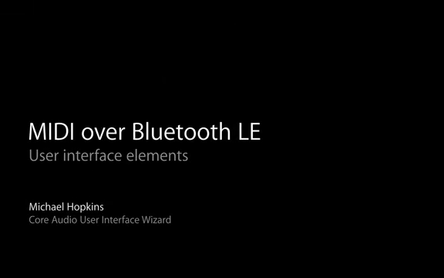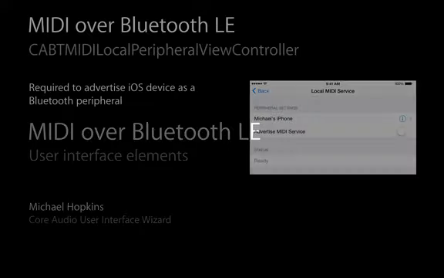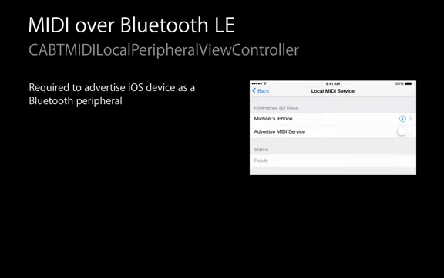Looking specifically at these interface elements for MIDI over Bluetooth LE, as Tori showed you, we have separated these into two different view controllers so that you can choose which one is appropriate for your own application, or you can use both. For example, if you use a UISplitViewController, you can have those both visible at the same time. The first one is the CABTMIDILocalPeripheralViewController.